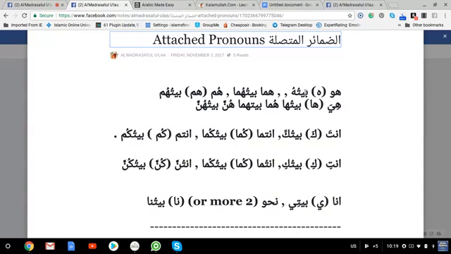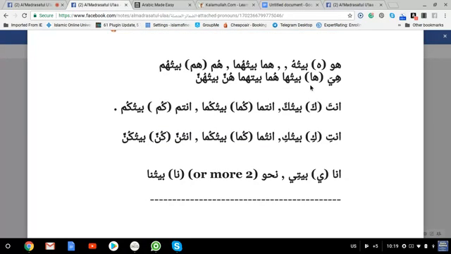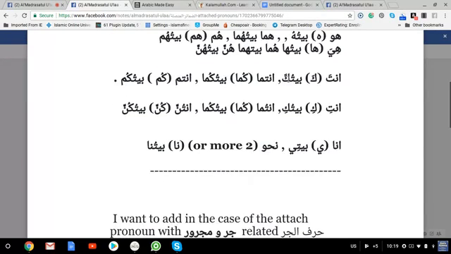So huwa, using the word bait, baytuhu. Huma, baytuhuma. Hum, baytuhum. Hiya, attached pronoun ha, baytuha. Huma, baytuhuma. Hunna, baytuhunna. Anta, and the attached pronoun is kaf, baytuka. Antuma, kuma, baytukuma. Antum, kum, baytukum. Anti, ki, baytuki. Antuma, which is kuma, baytukuma.